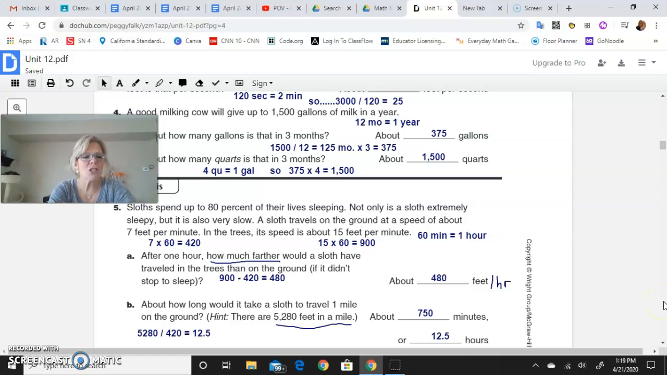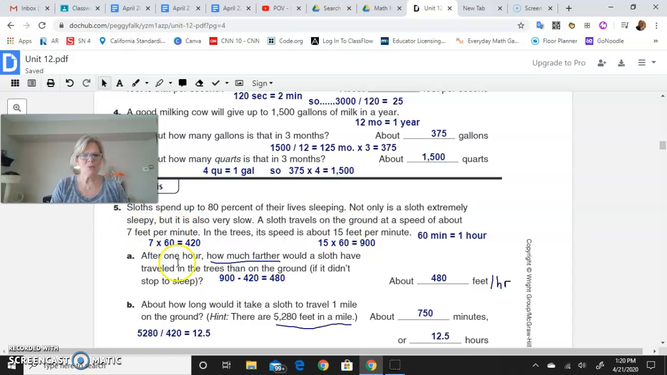All right, number 5, sloths spend up to 80% of their lives sleeping. Can you imagine? 80%, so that means 20% is not sleeping. Not only is a sloth extremely sleepy, but it is also very slow. A sloth travels on the ground at a speed of about 7 feet per minute. Okay, that's on the ground. In trees, it's faster. It's 15 feet per minute. Isn't that funny?